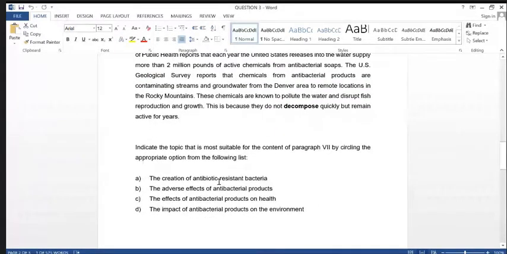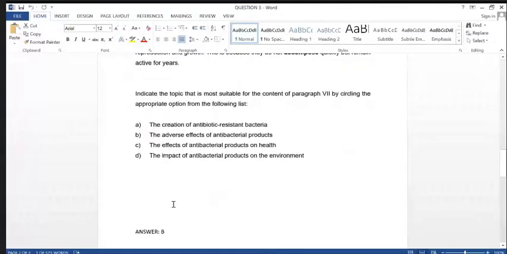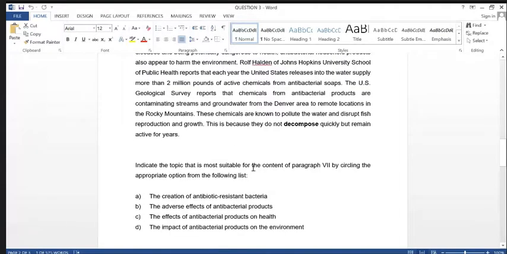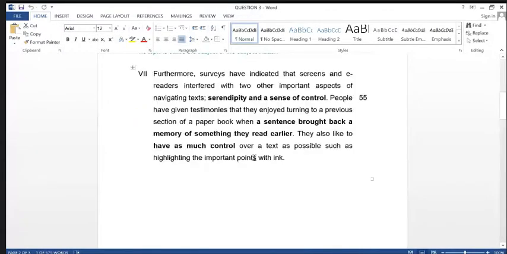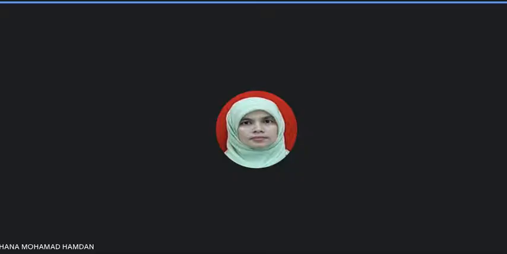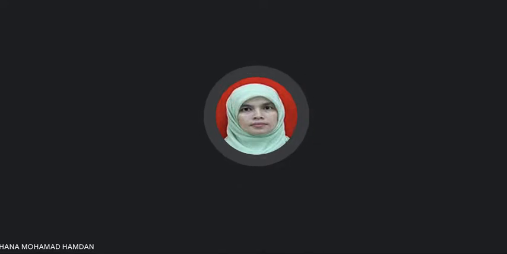But the answer for the topic, all right, I've given B here as the answer, is in multiple choice. However, for your test, you will not get this. You will get this one, where they ask for topic and evidence. That is question number 3. So if you are able to do main idea, you will have no problem in dealing with topic. Okay. All right. So that is question number 3. We are moving now to question number 4.